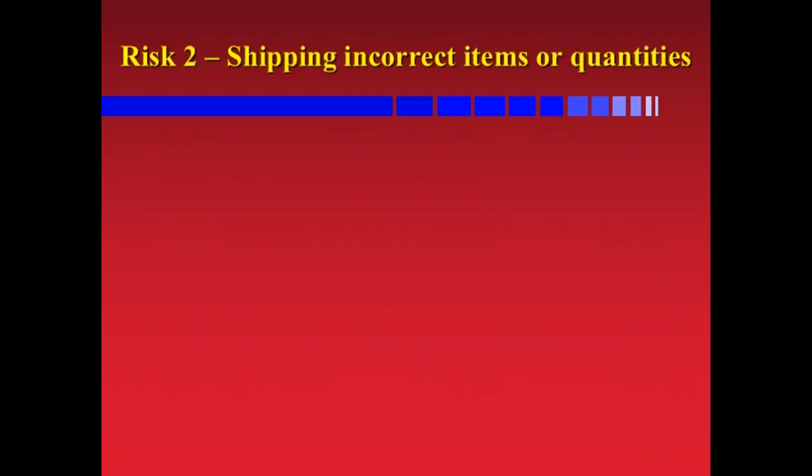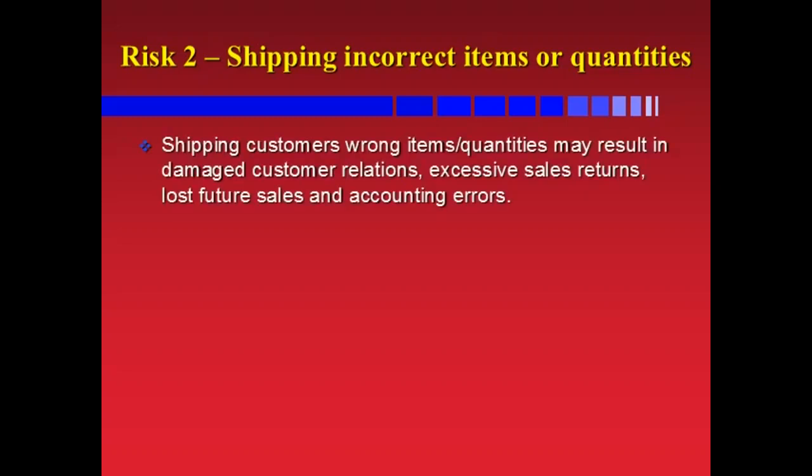Shipping wrong items or quantities to customers may result in damaged customer relations, excessive sales returns, lost future sales, and accounting errors. Now, these risks may be due to human errors in picking up items from the warehouse or because of unanticipated inventory shortages known as stock out situations due to poor inventory tracking.